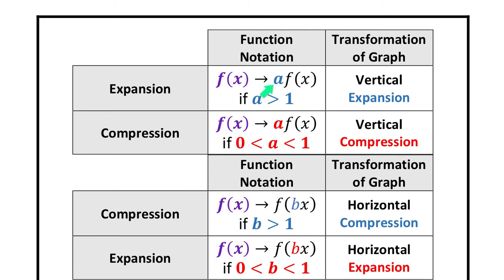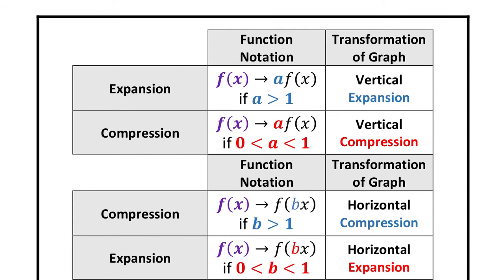But the idea here is where there's a number outside. If you compare these function notations, we have a blue A and a red A, and they're both outside of the function, in front of the function. Then we have a blue B and a red B, and they're inside of the function. So that's one main difference. Like when we talked about translations, if the number's inside, it's horizontal. If it's outside, it's vertical, right?